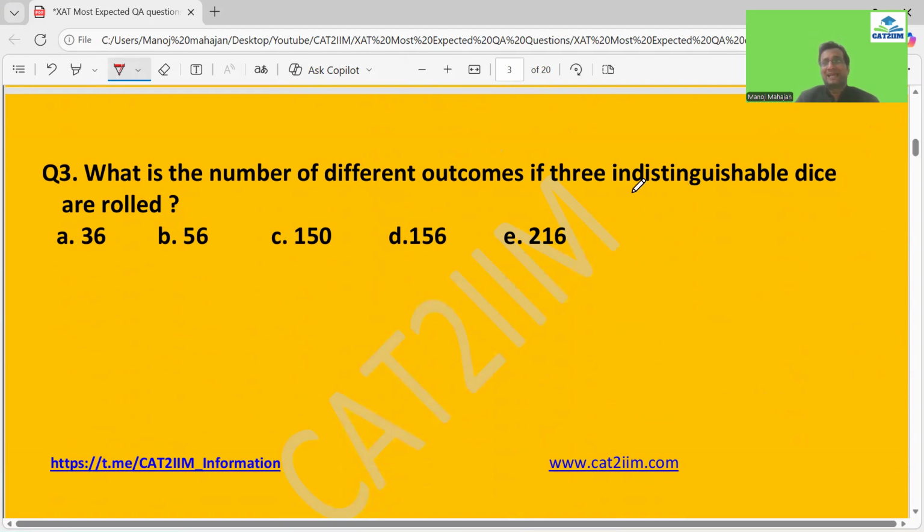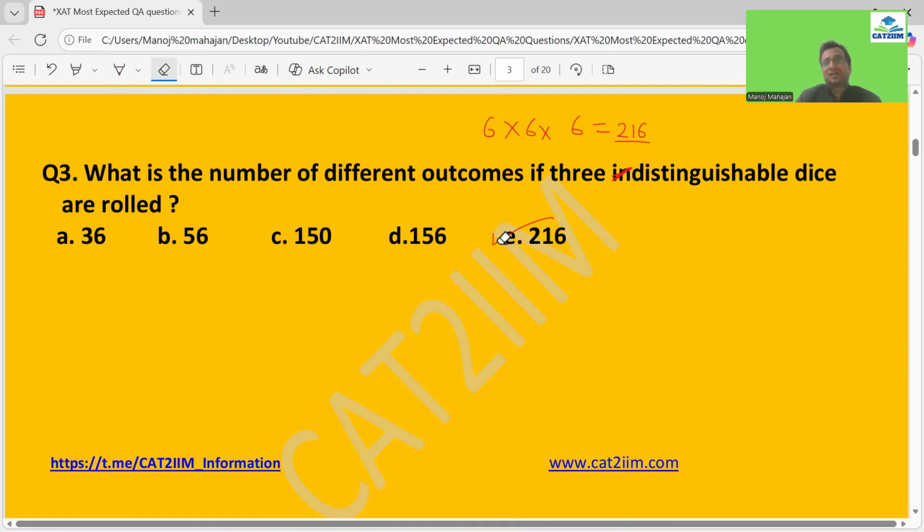If 3 indistinguishable dice are rolled. So distinguishable means distinct. So let's say if I remove this "in", so what I'm looking at is 3 distinct dice. In that case, the answer would have been very easy. So the first die you can have any 6 numbers, next also any 6 numbers, any 6 numbers on the next. So in total, there would have been 216 cases. So the answer would have been option E.